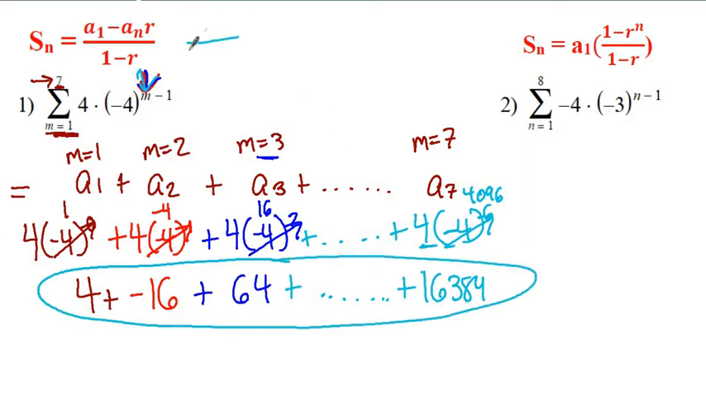Now we can use either this formula or this formula. It doesn't matter which. Let's just use the one on the left, so this one right here. So how does that work? Well, we need to know the first term, and we know it.